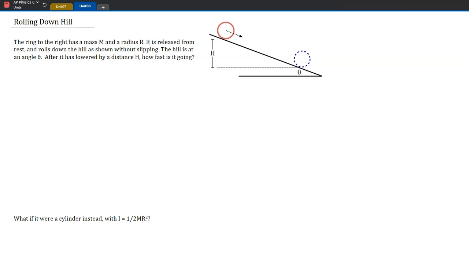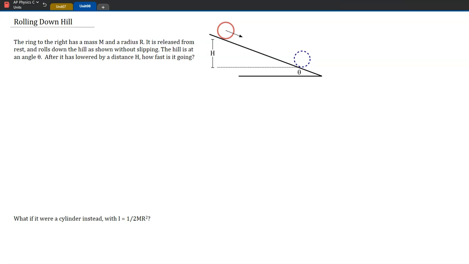Alright, here we have a problem that's very similar to one we did before, except we did it sliding down a hill. This time we have an object rolling down the hill. In this case, it's a ring rolling down a hill from a height of h to the ground, with a radius of r. The hill has an angle of theta, and we want to figure out how fast this thing is going when it gets to the bottom of the hill.